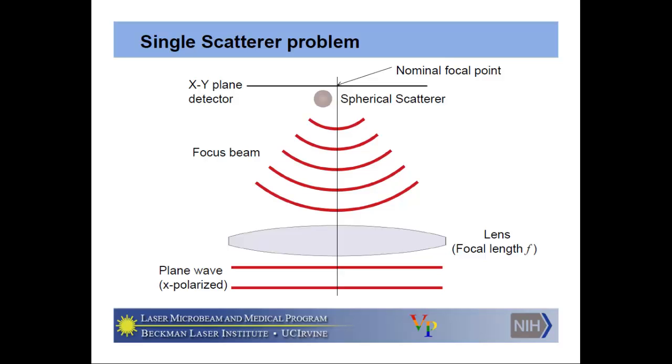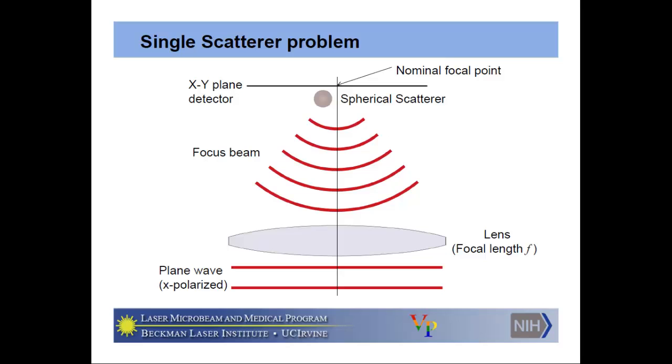So this is what we started, about 2-3 years ago. And this problem is well defined. Here we have an X-polarized plane wave incident, hitting a lens. We consider this lens as an aplanatic lens, which means it's a perfect lens. It will not provide any distortions. And then the focused beam is propagating toward the nominal focal point.